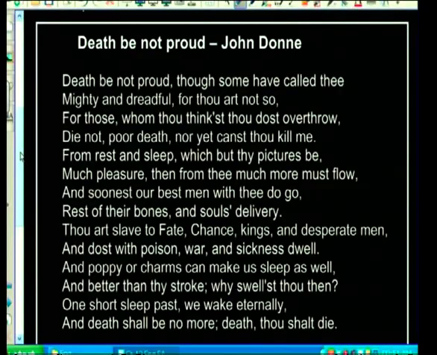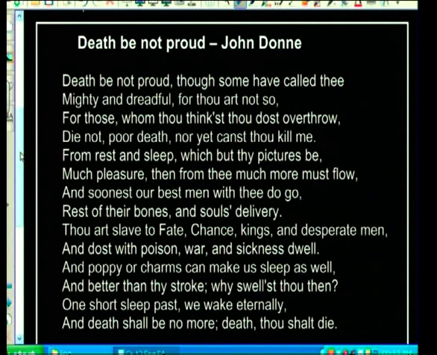And in fact, poppy and charms. Now, poppy makes opium, so drugs can help us to sleep pretty well. Actually better than your stroke. So why are you so arrogant? Why are you swelling with pride?